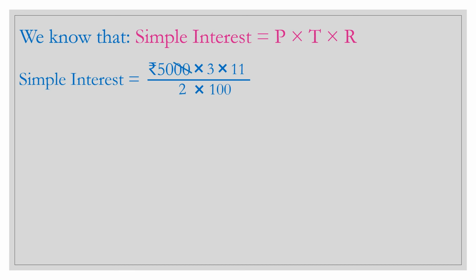Now simplify. Cut 20 by 20. See, 50 and 2 both are divisible by the same digit 2. So divide. 2 1s are 2 and 2 25s are 50. Now it cannot be further divisible. So do the multiplication. We get rupees 825. So simple interest is equal to rupees 825.